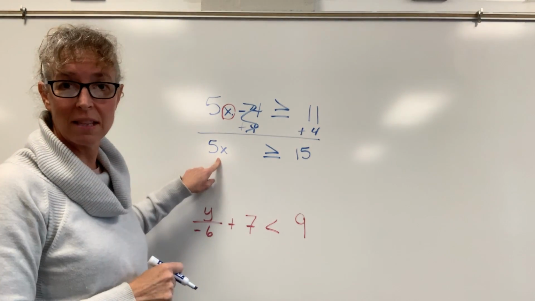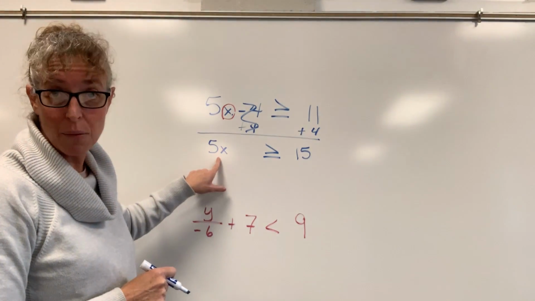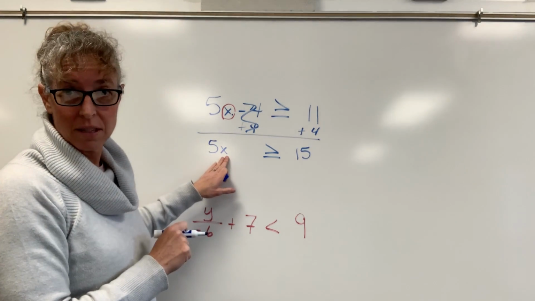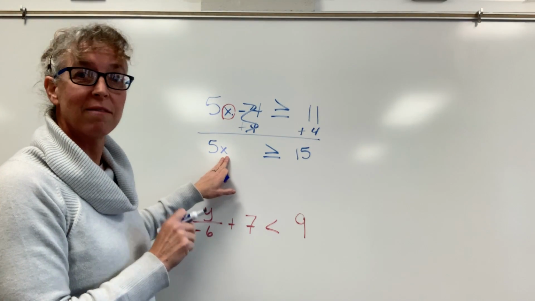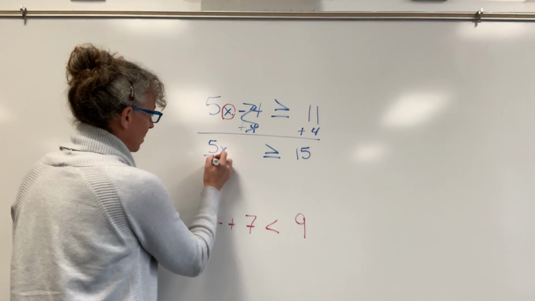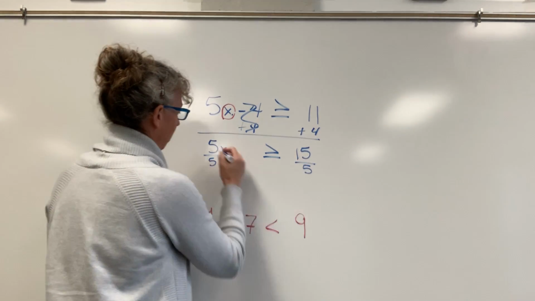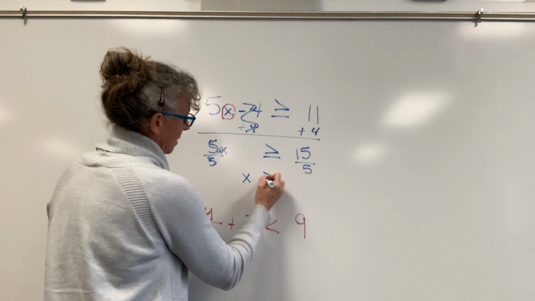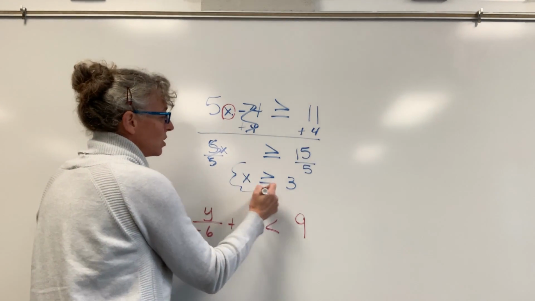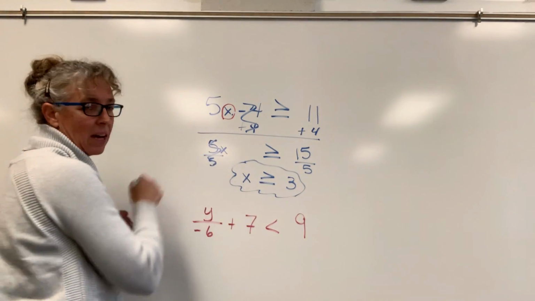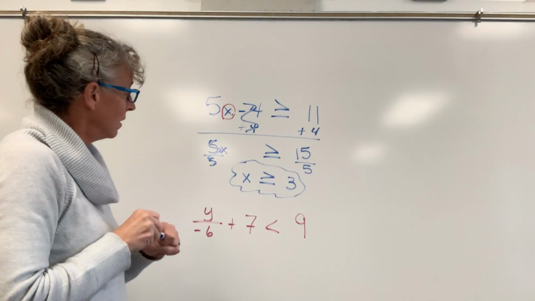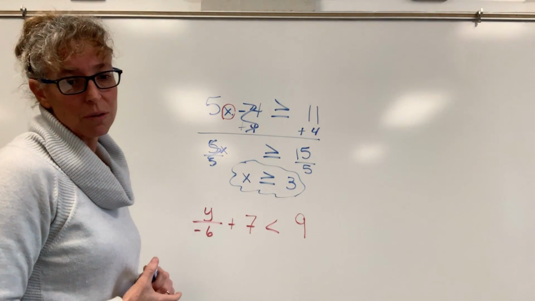Now, the only thing that's left with the x is a 5. So now we can get rid of that because that's the only thing left on this side. So 5 times x is what we have right now. So the opposite of multiplying is divide. Good. So we're going to divide both sides by 5. X is going to be greater than or equal to, and that answer would be 3. We did not switch the sign because we did not divide by a negative number. So our sign could stay exactly the same. So x is greater than or equal to 3.